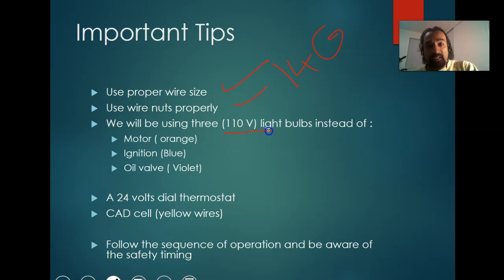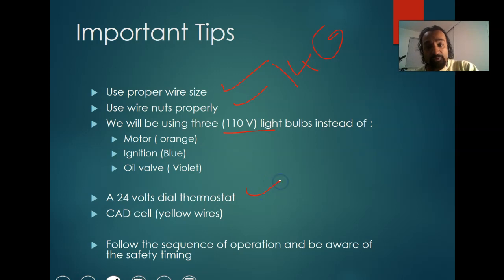We'll be using 110 light bulbs instead of the motor, ignition, and oil valve, because we want to do everything on a board using light bulbs instead of actual equipment. Why is that? Because I would love for you to learn how it functions first before we engage with wiring live equipment with oil and ignition and fire. So this will make things a little bit easier. So 110 volt light bulbs for three components.